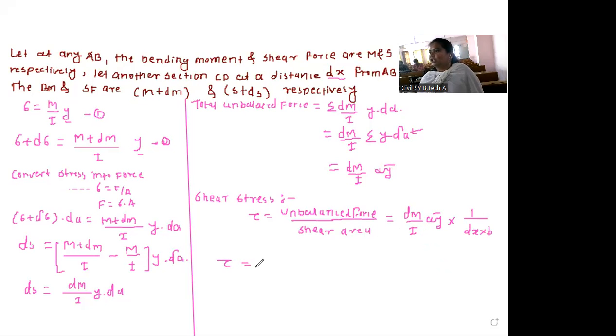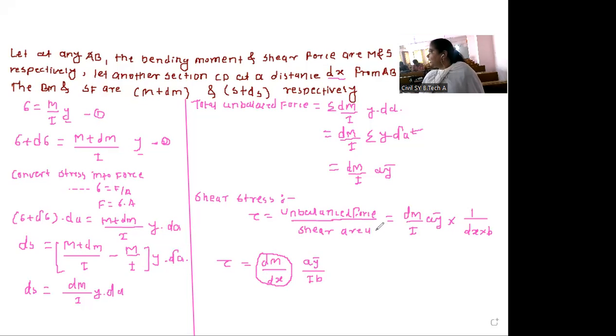So tau, which is equal to dM into A y bar divided by I into 1 divided by dx into b. Now we will take dM by dx. What is remaining? A y bar divided by I into b. And already we have discussed dM by dx in unit number 5, interrelation between intensity of load, shear force and bending moment.